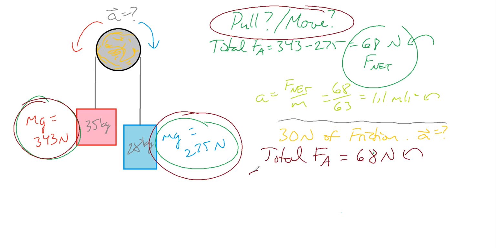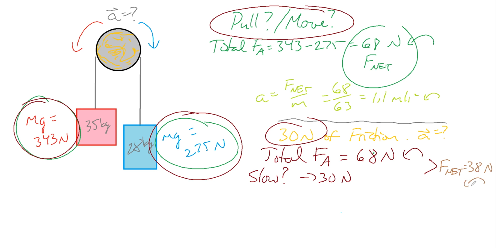Now, is anything trying to slow it down? Well, before, no, but now I've got friction. How much is trying to slow it down? I've got 30 newtons of friction trying to slow it down. So I've got 68 trying to move it, and I've got 30 trying to slow it down. So I'm going to subtract those two, and that would tell me that my net force is going to be 38 newtons, and it's trying to go to the left.